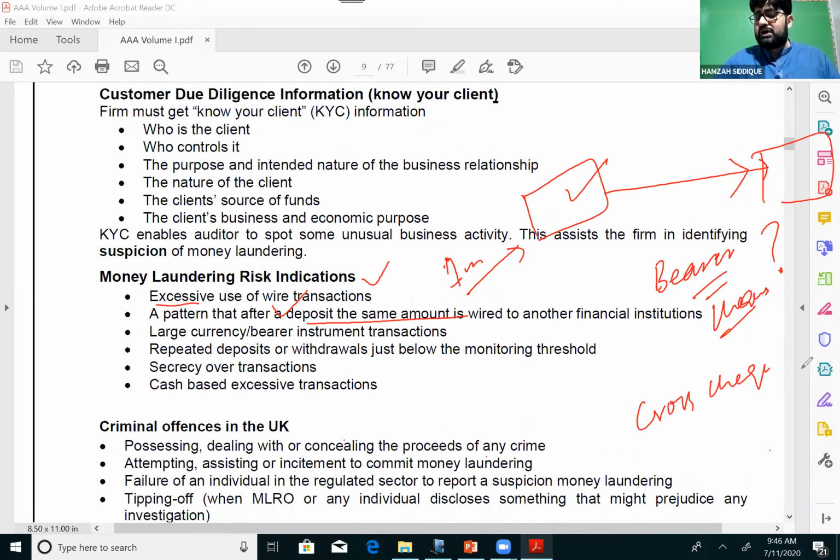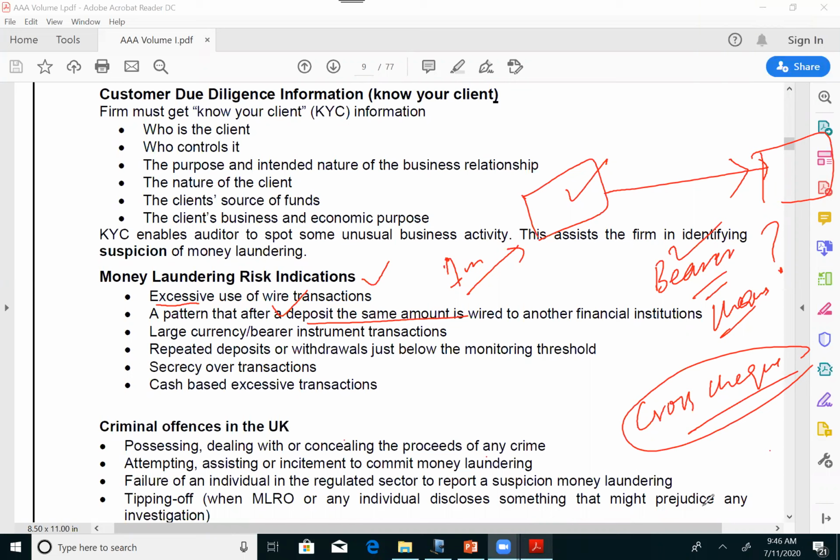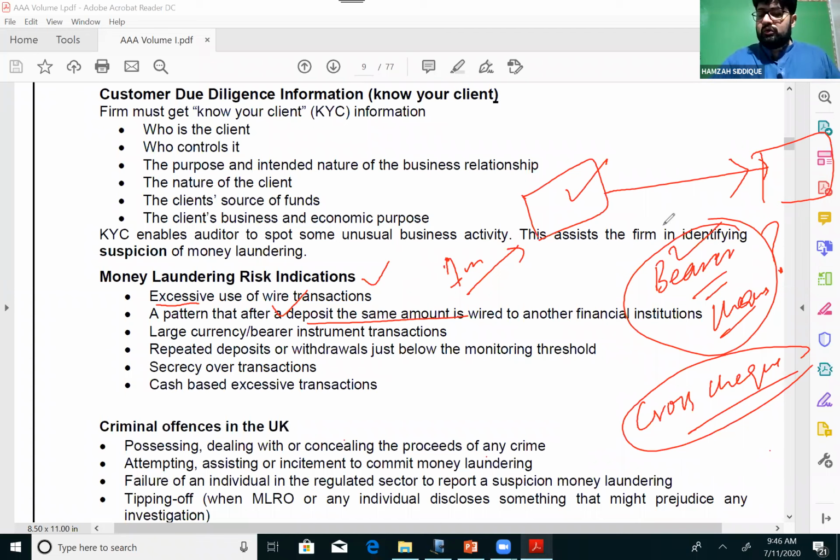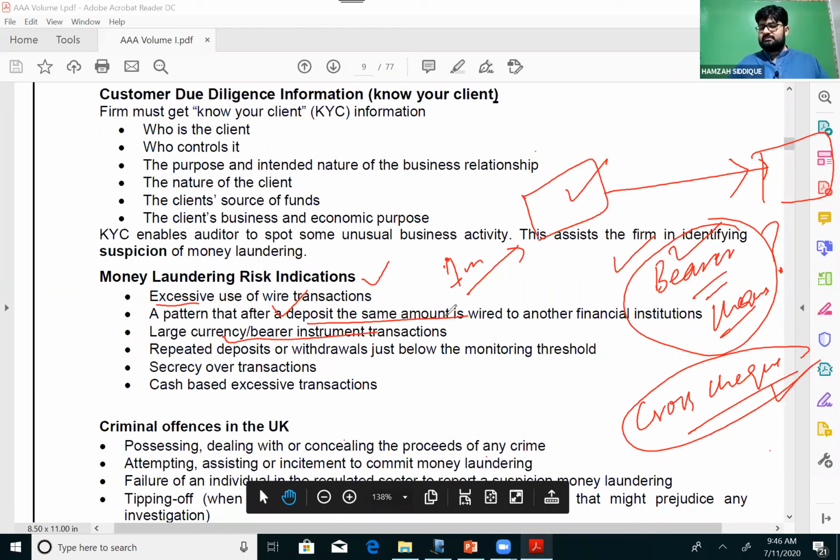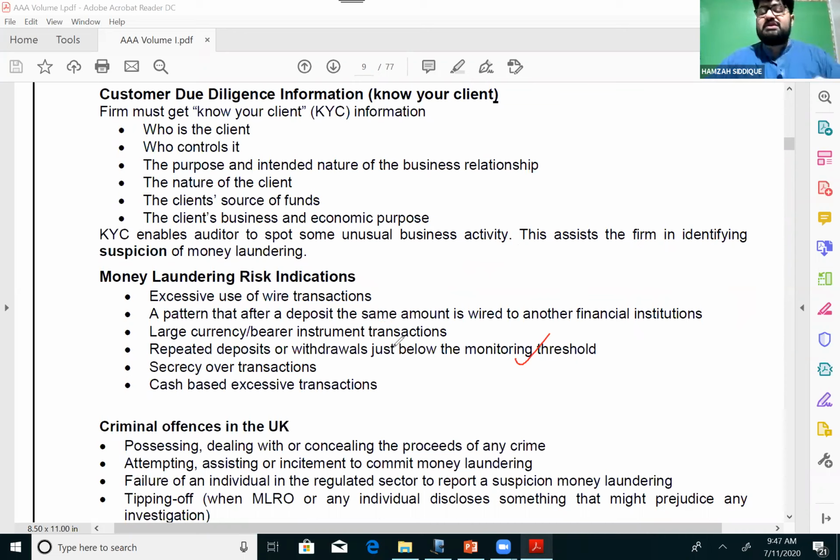A cross cheque has to be deposited in your account. You cannot get it cashed at the counter. A bearer cheque is one where, if the cheque is issued to you, you can go to the bank and they pay you cash. It is called a bearer cheque. Bearer cheques are normally not traceable: to whom you have paid, why you have paid. So ambiguity, large currency or bearer instruments. And then they say, repeated deposits or withdrawals just below the monitoring threshold. What is the monitoring threshold? This is the limit.